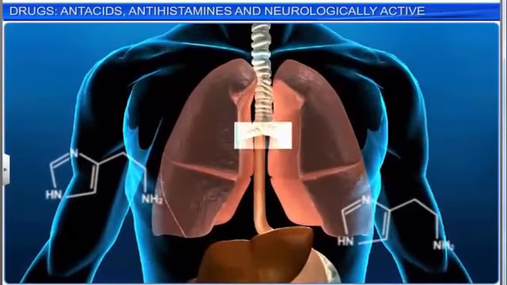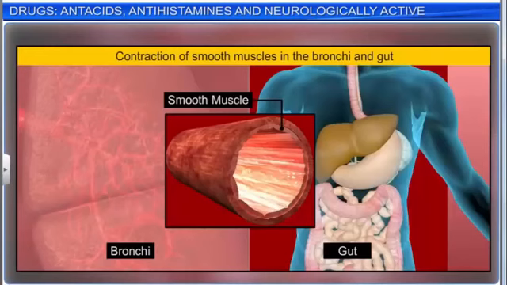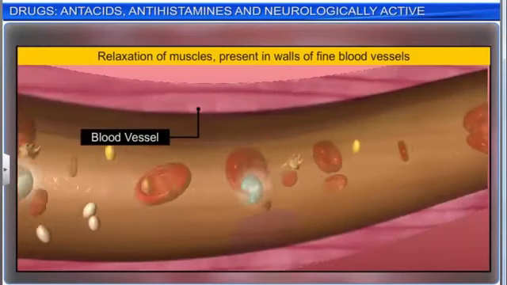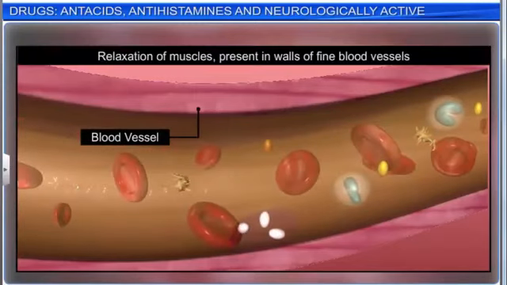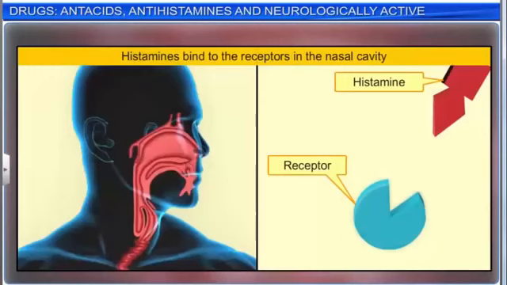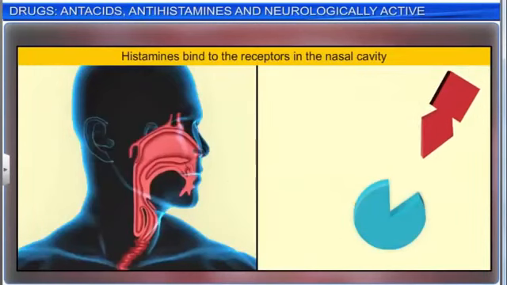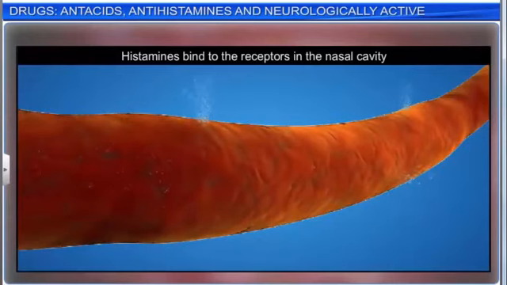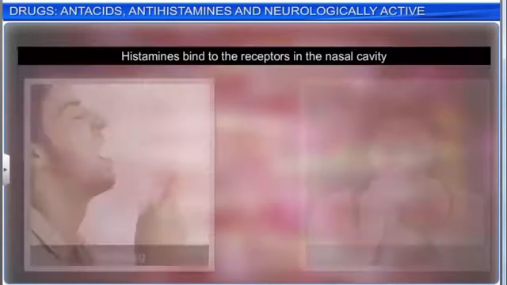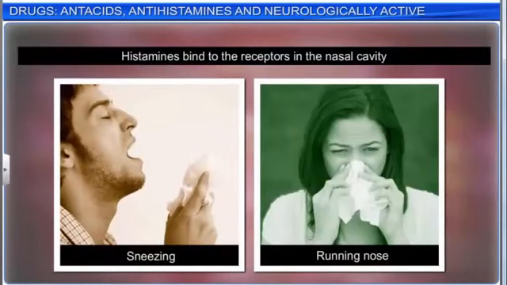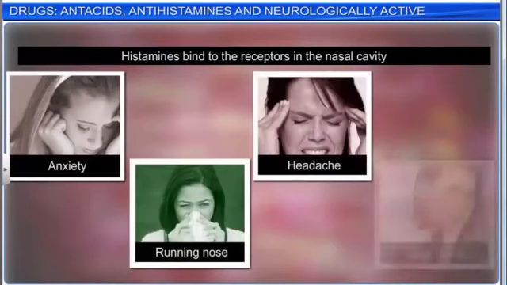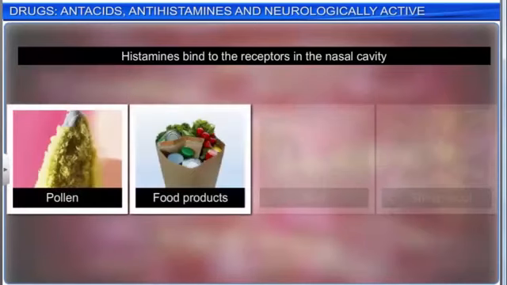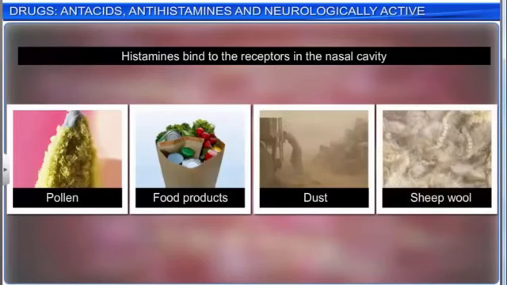Histamine has a variety of actions, including the contraction of smooth muscles in the bronchi and gut, and the relaxation of other muscles, such as those in the walls of fine blood vessels. Histamines bind to the receptors in the nasal cavity and cause blood vessels to swell and secrete excess fluid, causing sneezing and a running nose. Thus, histamines are also responsible for the nasal congestion associated with common colds and with allergic response to pollen, food products, dust, sheep wool, etc.